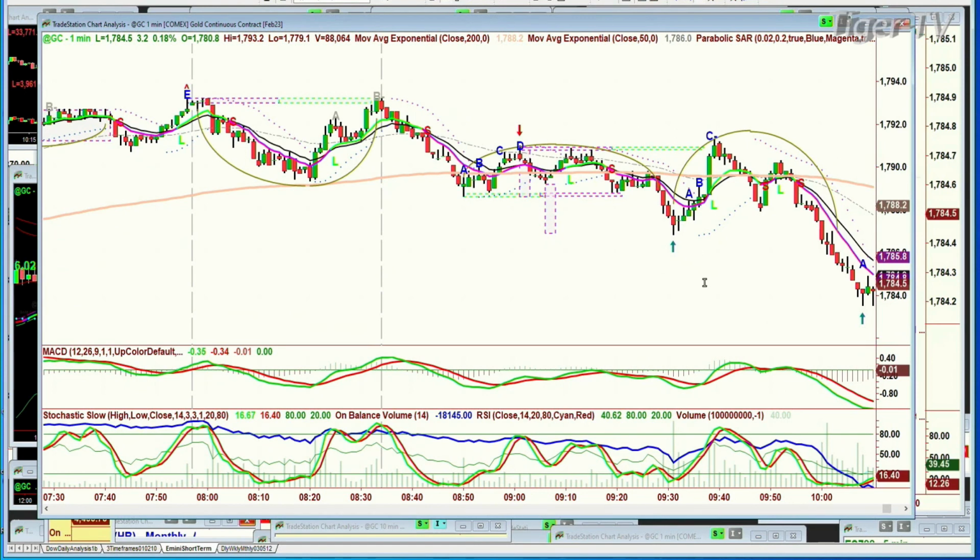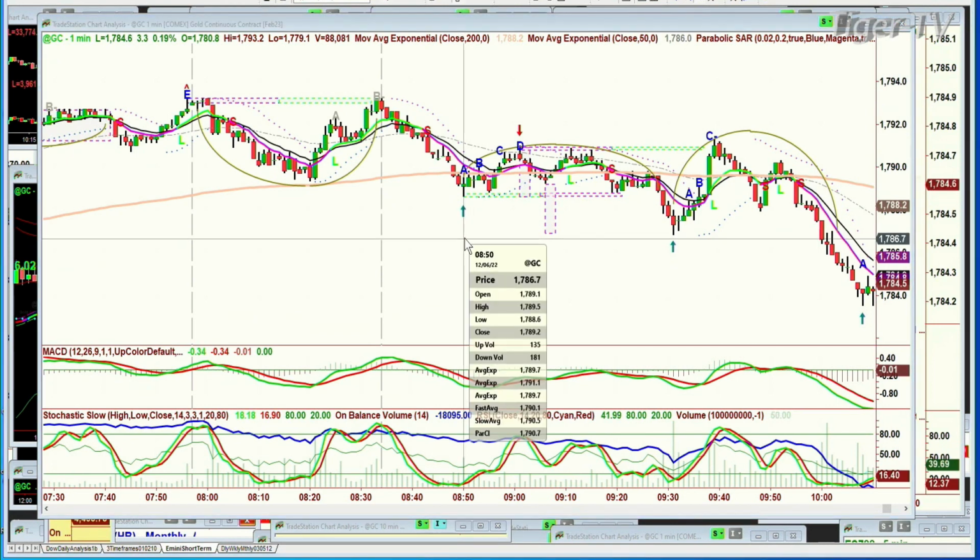I go from not the neckline. I go from an inside bar. So in this particular case, I went, that should have been an up arrow. I went from that low right there. There's the gold contract at 850 this morning at 1788.6. I went all the way to a P.